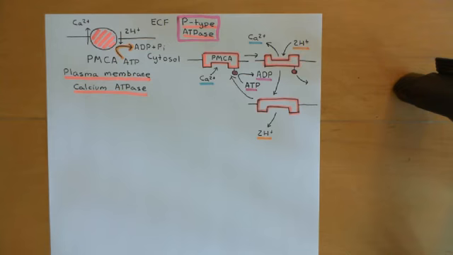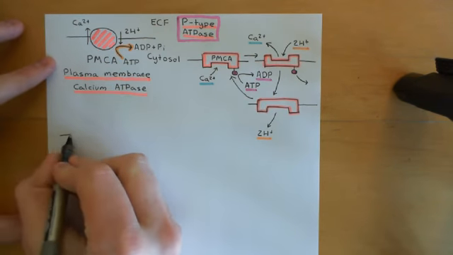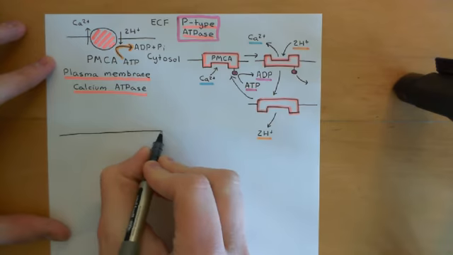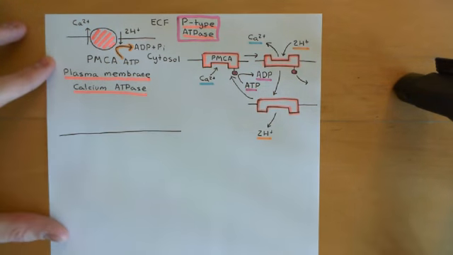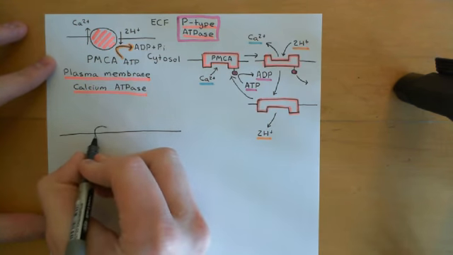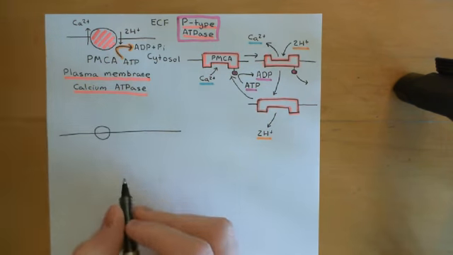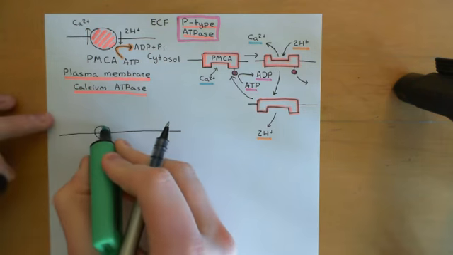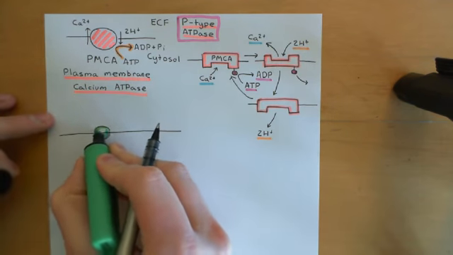Right, so PMCA is one of these mechanisms for extruding calcium from the cytoplasm and thereby keeping cytoplasmic calcium concentration low. Now, there are two other proteins that are also involved in keeping cytoplasmic calcium low, and they are examples of secondary active transporters rather than primary active transporters. The first one that I want to talk about is the sodium-calcium exchanger, which I'll just represent as a green blob here.